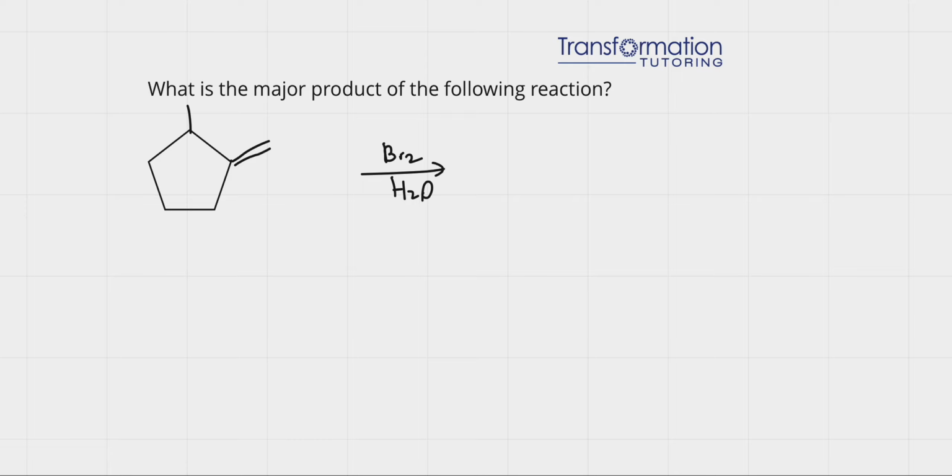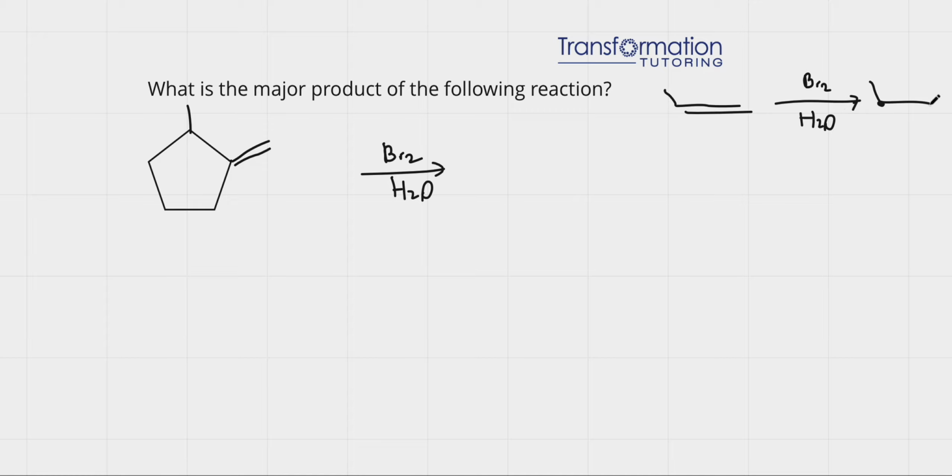What does this reagent give us? How do we do this problem? So if we have a double bond and we use Br2 with H2O or Cl2 with H2O, how do we predict the product? Well, we turn our double bond into a single bond, and we look at the two carbons that had the double bond.